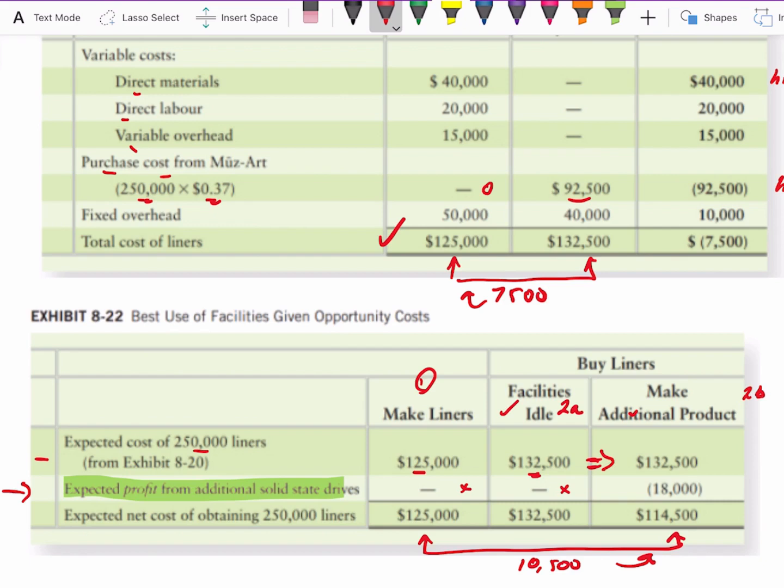There are different ways that you could actually even present this. If you wanted to, you could present the expected profit as an opportunity cost under the cost to make the liners, and so it would make the cost of making the liners more expensive. There are all different combinations of ways, and that's what bothers students, is that there's not one correct way to solve these kinds of problems.